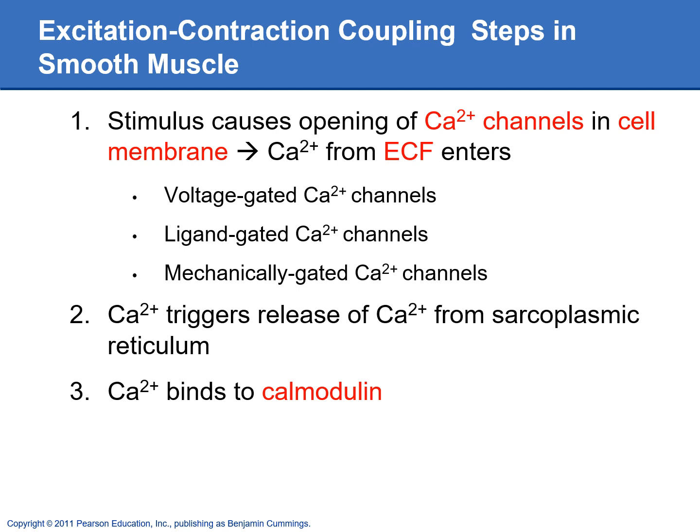We also have ligand-gated calcium channels, which maybe a neurotransmitter from a sympathetic or parasympathetic neuron binds to, or maybe a hormone binds to it and opens it. And then mechanically gated calcium channels, those are going to be opened by stretch. So especially in the GI tract, those are found quite frequently. So we're just going to look at a picture to show excitation contraction coupling in smooth muscle cells, but it's all written out here for you.